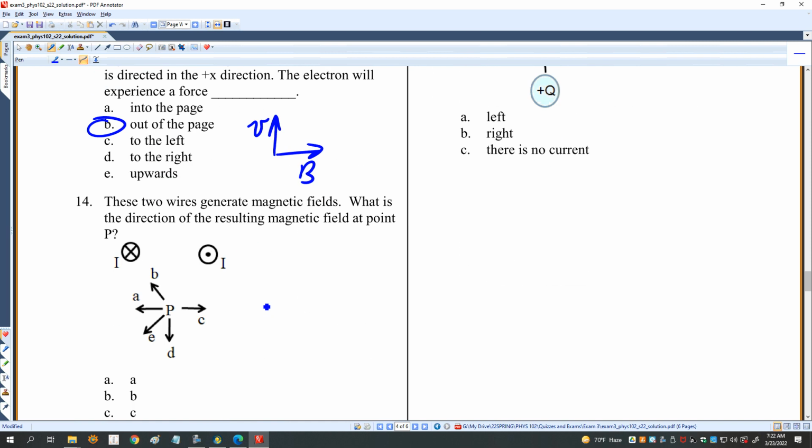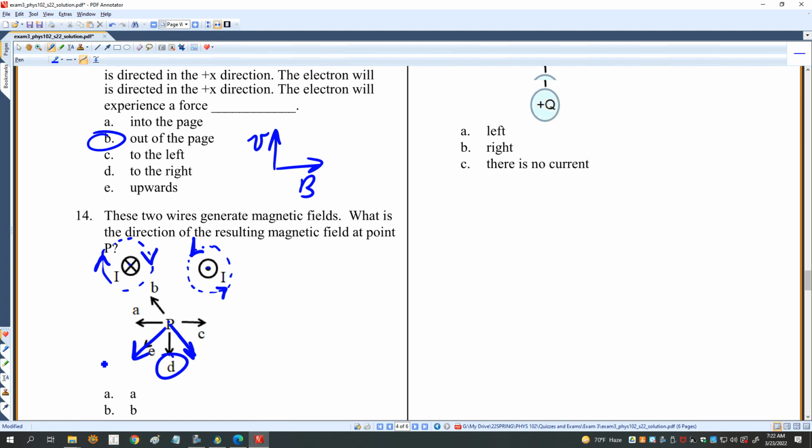These two wires generate magnetic fields. What is the direction of the resulting magnetic field? So remember, let our thumb go in the direction of the current. For example, here my thumb would be pointing towards you, out of the page, and then my fingers wrap around to give me the direction of the magnetic field, which would be like this. So over at point P, that magnetic field is going to be in that direction. In a similar way, the magnetic field goes like this, in that direction. So over at P, the magnetic field will be in that direction. So D is the right answer. Those two vectors added up give you the vector D.